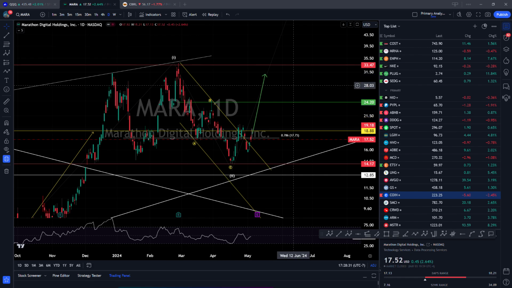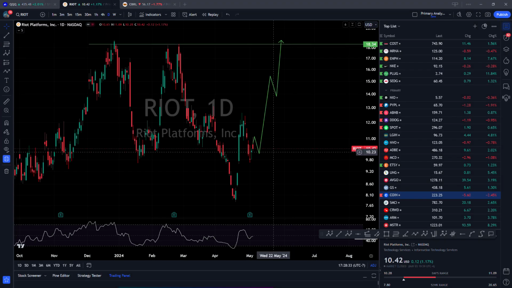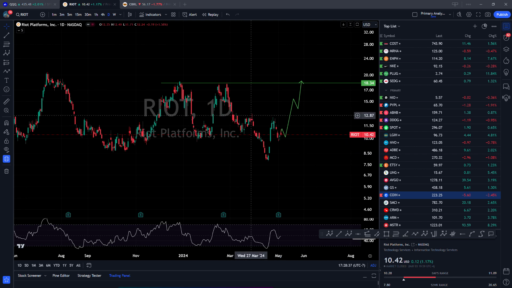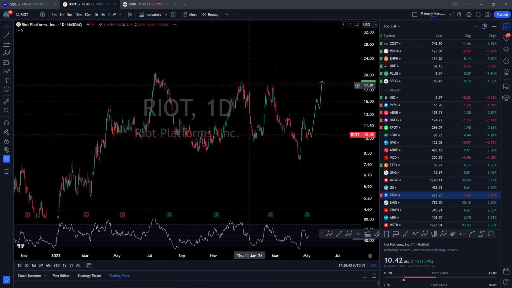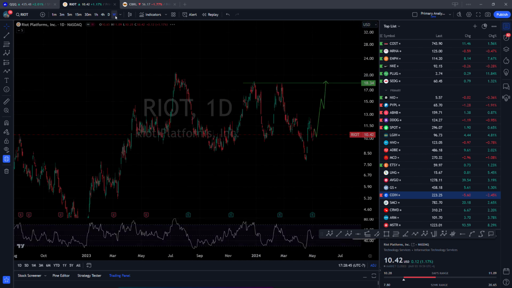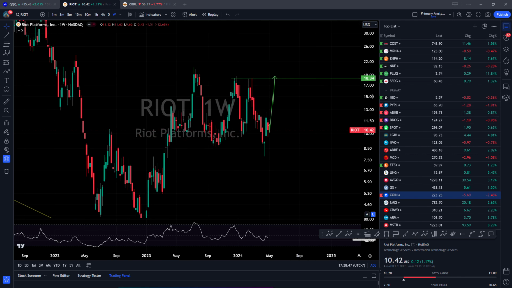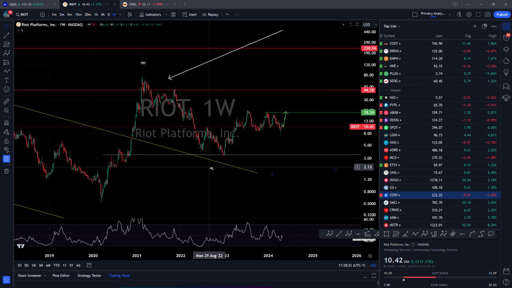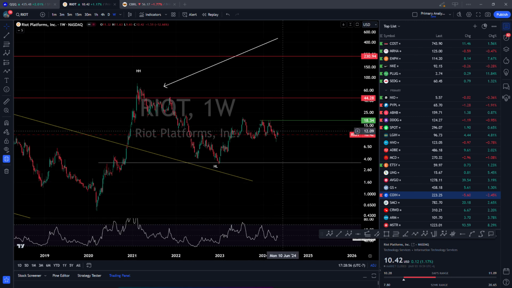So that's Mara, and Riot as well. It tested around 30 in this area, and the next one potentially again heads up to 17, 18, somewhere in this area, right? So that's the expectation from these two, and the charts are looking really good. We just need to see how the pattern is forming as it's heading higher.